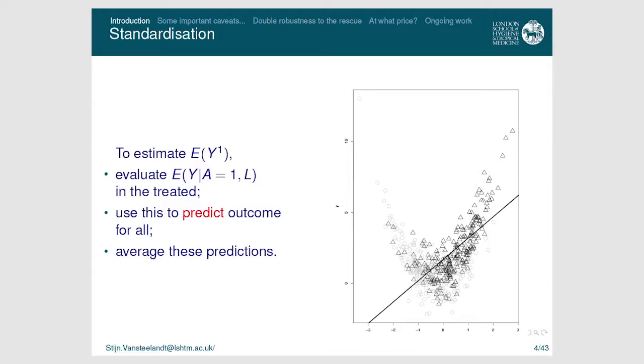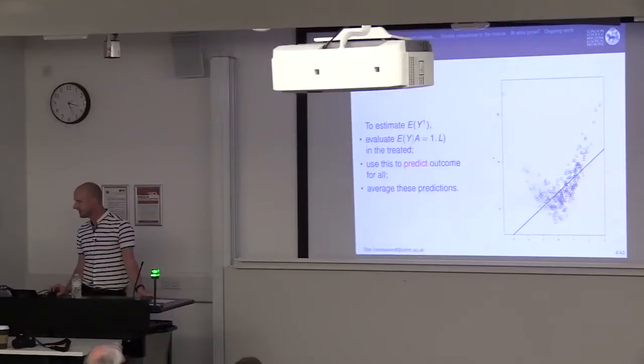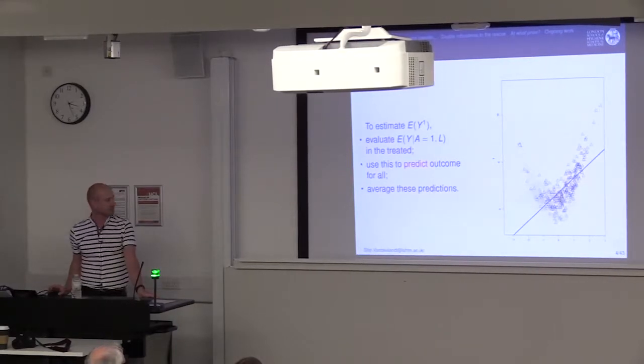So standardization, let me explain how we estimate the mean of Y1, the average outcome if everyone in the population were treated. Well, how we do this is as follows. On the picture here, you can see treated subjects. These are the triangles, and there's also bullets over here. These are the untreated subjects.